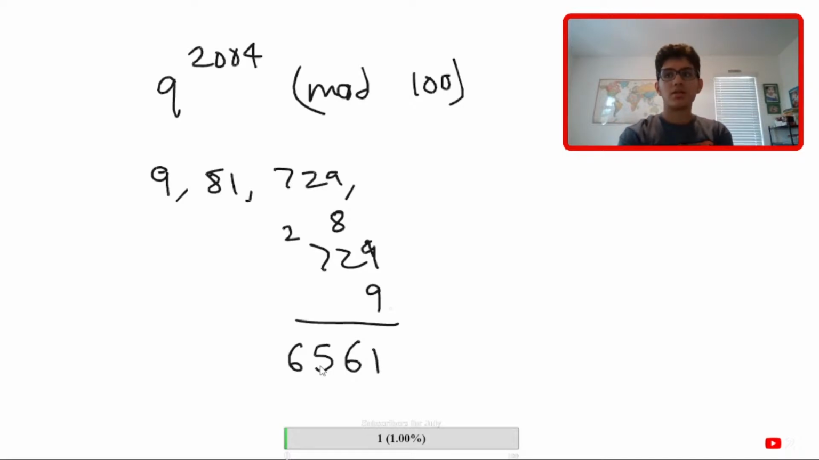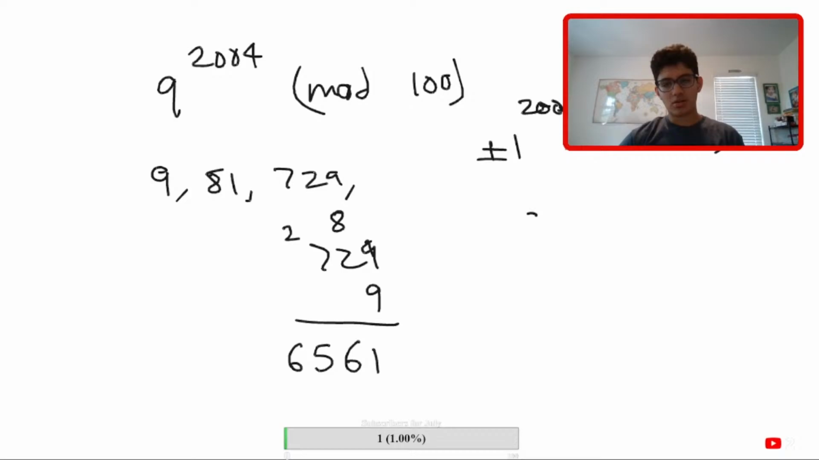81 mod 100. What's the scenario we want? We want the scenario where it's plus or minus 1 to the 2004 mod 100. Now, I don't think we're going to get that. We're not really going to get that.